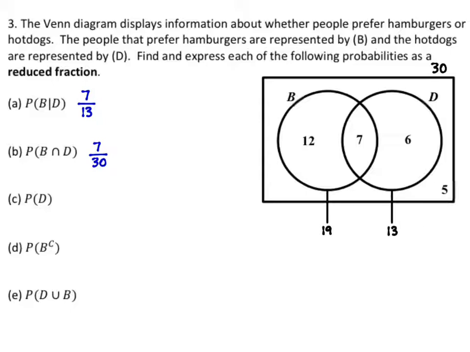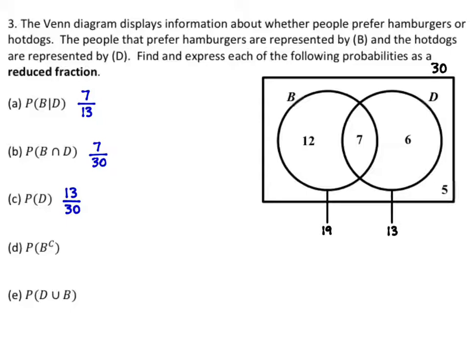All right, for question C, what's the probability that a person likes hot dogs? Well, again, the sample space is going to be 30. How many people like hot dogs? Well, 13 people like hot dogs. You can see that we want to include everything that's a hot dog, so 7 plus 6, which is the 13.